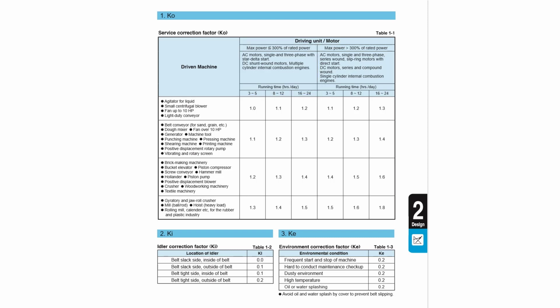In the left column of the driving unit motor, we have sub columns of running times: the left is 3 to 5 hours per day, the middle column is 8 to 12, and the third column is 16 to 24 hours per day. In our case, the running time of our machine is 16 hours per day, so we will select the third column. By knowing our driven machine, which is the aggregate mixer machine, and the running time of 16 hours per day, the service correction factor KO is 1.3.